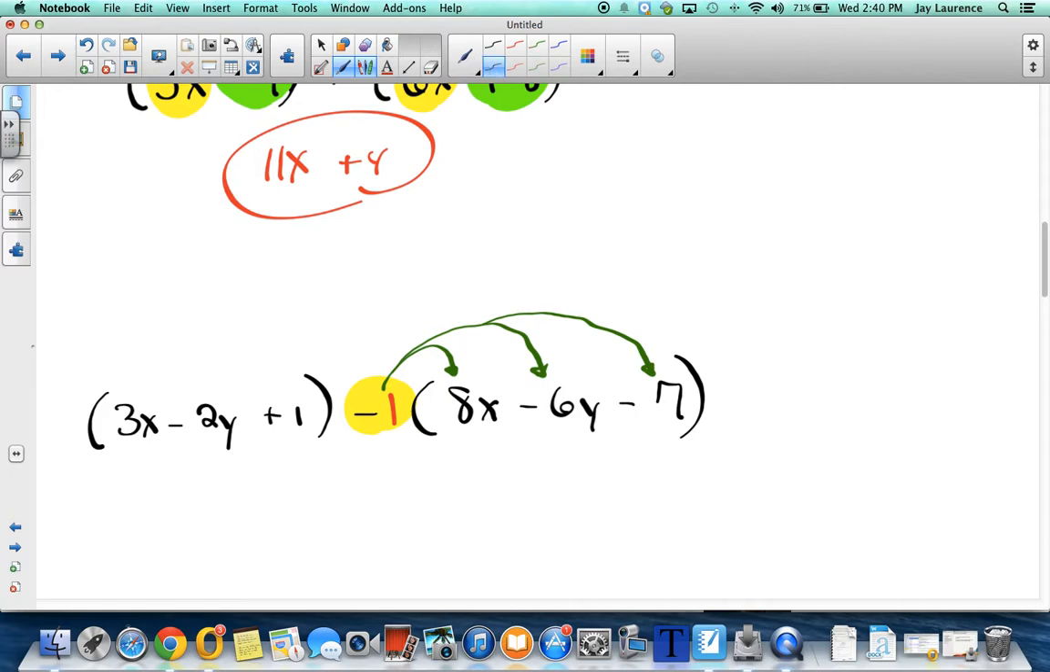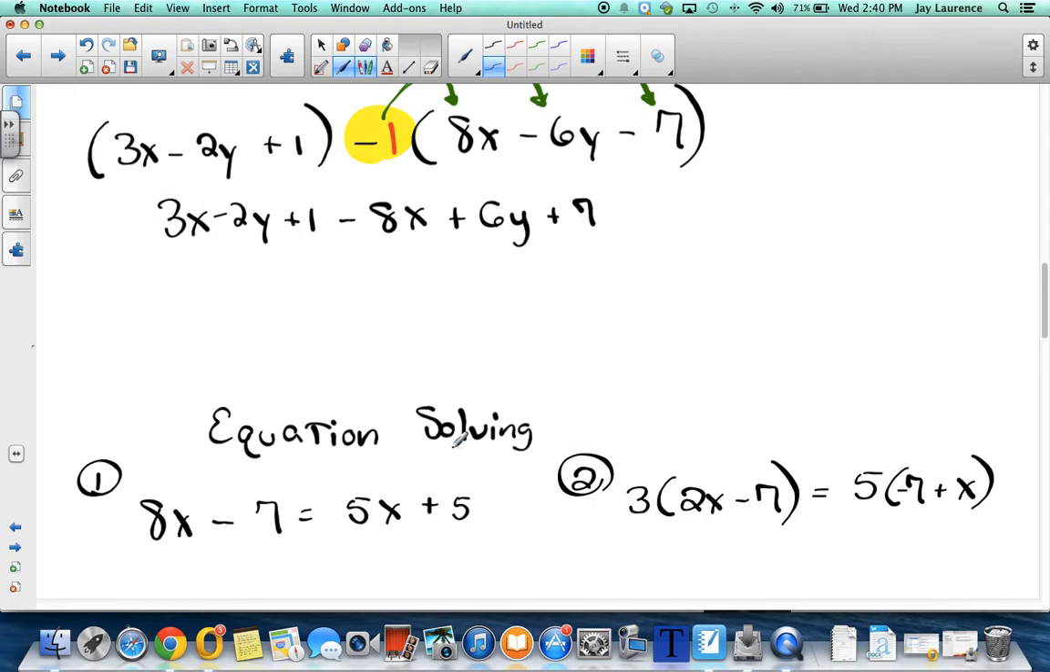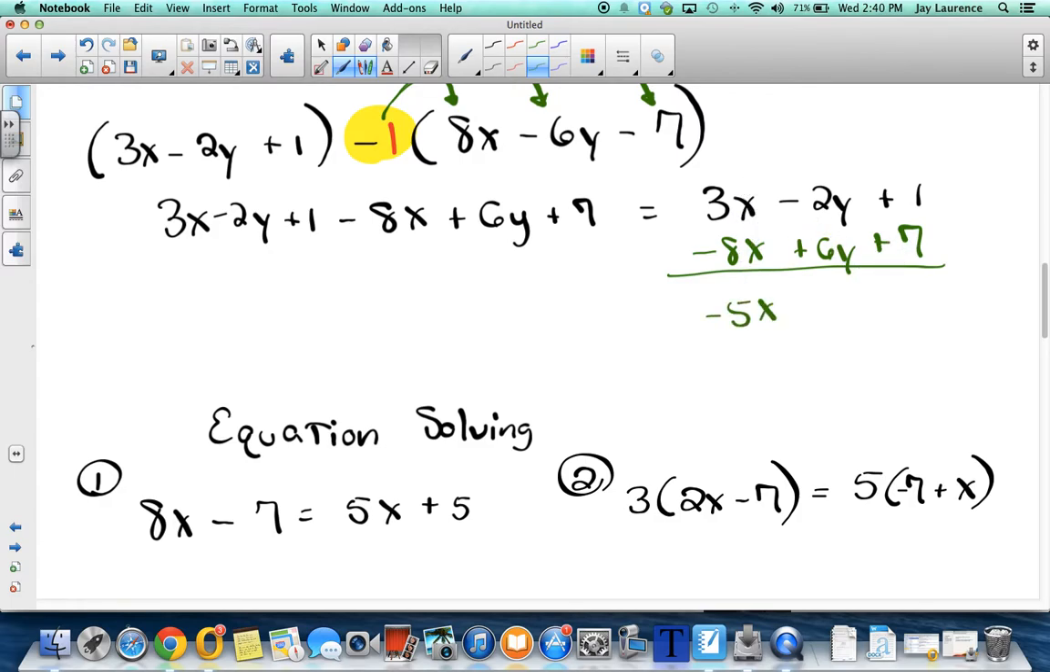So my new problem becomes 3x minus 2y plus 1. Those parentheses are now unnecessary, and I'm going to distribute. I'm going to get a -8x plus 6y plus 7. Now some of you would have preferred me to write it like this. So I will write 3x minus 2y plus 1, and then -8x plus 6y plus 7. When I do that, I'm going to combine like terms, and I'm going to get a -5x plus 4y plus 8. And there you go.